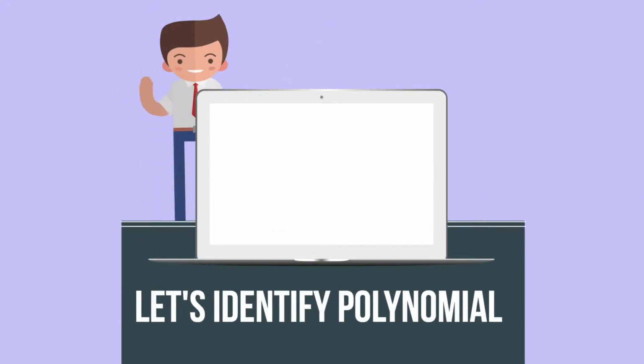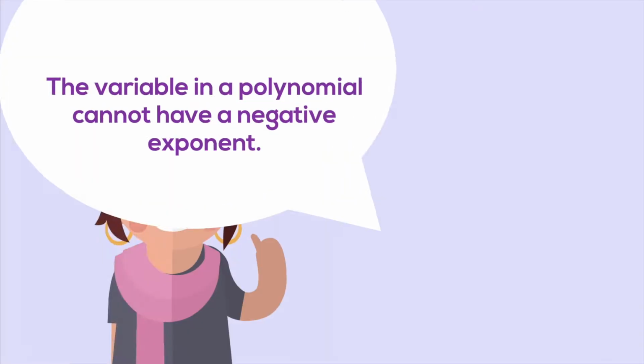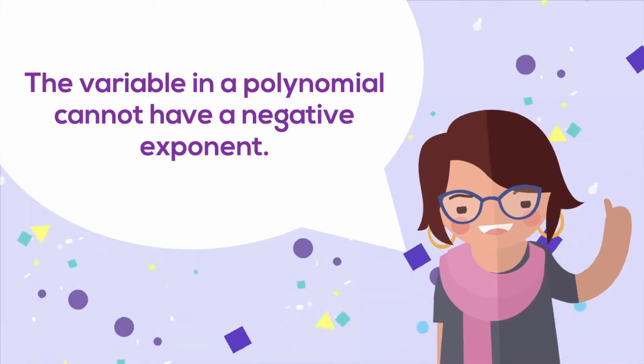Now let's try to identify polynomial. The first one, 6x to the power of negative 2. It is not a polynomial because it has a negative exponent.